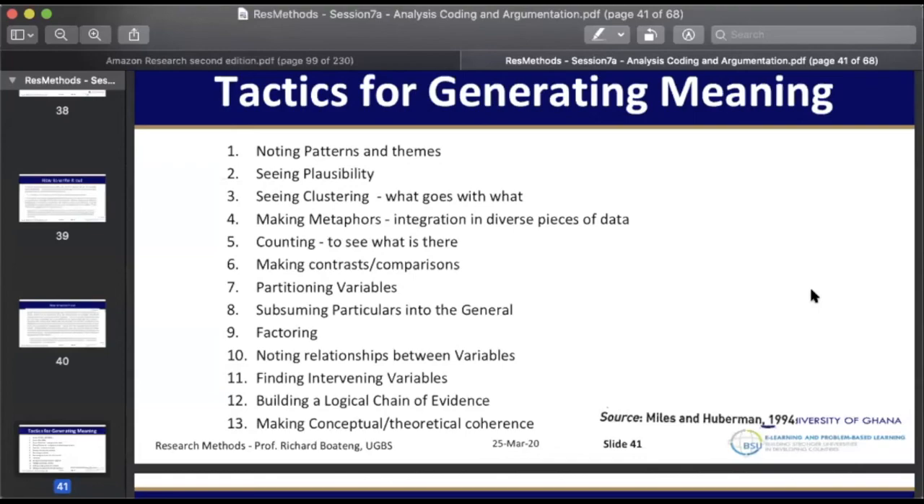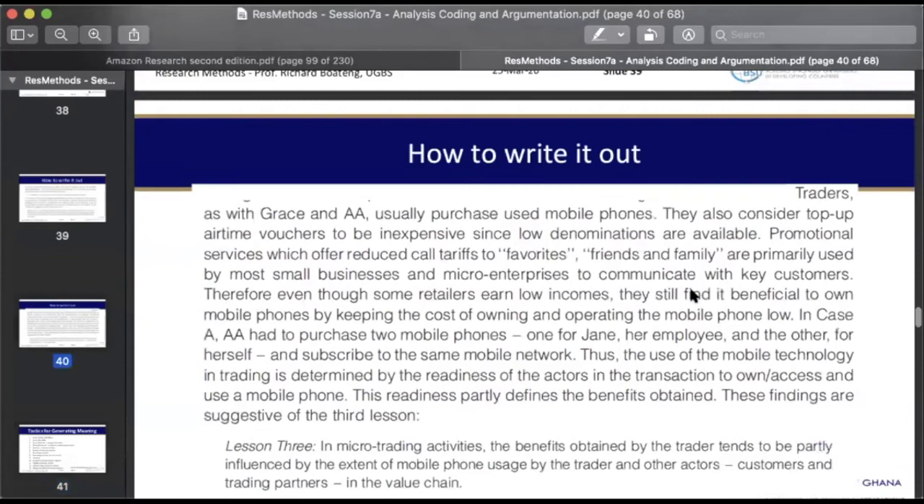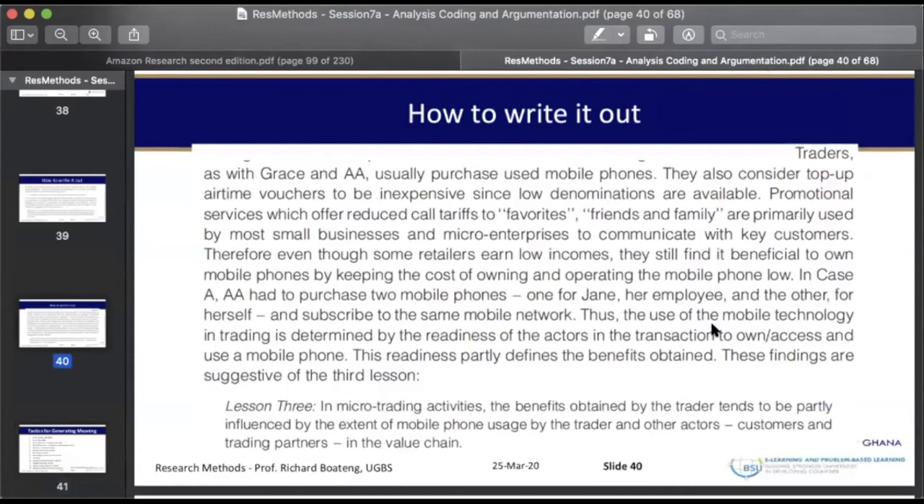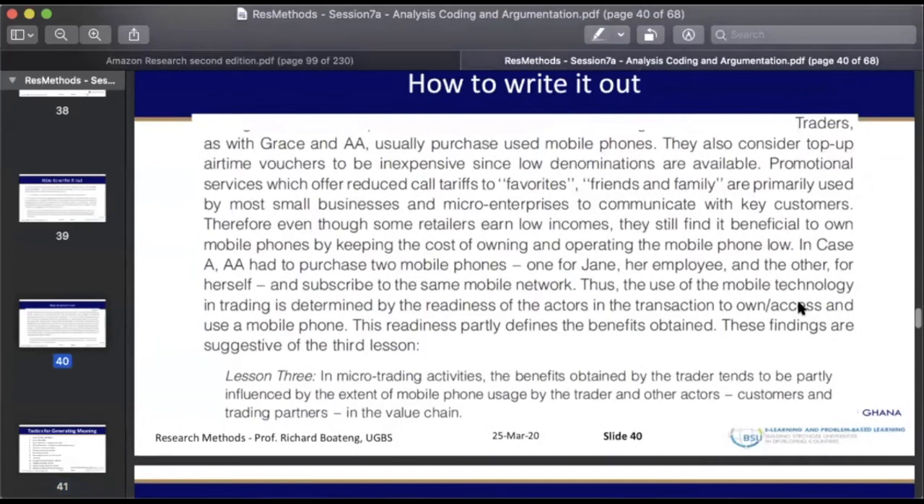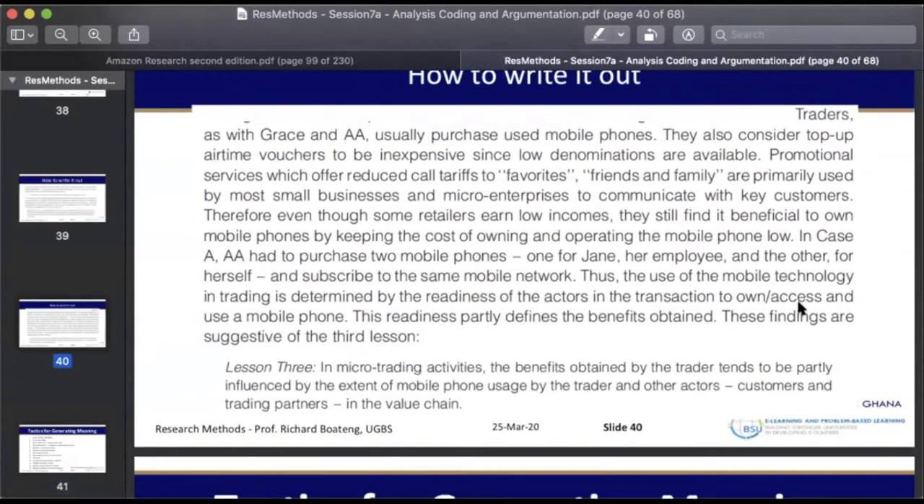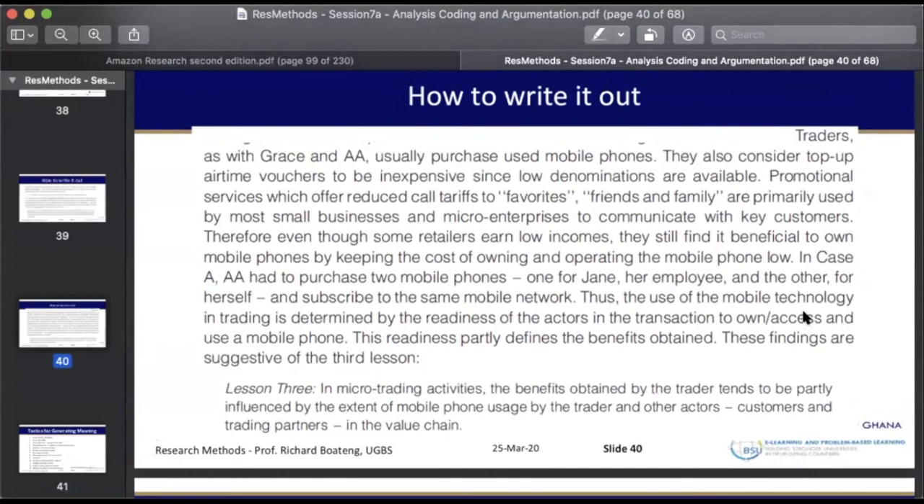Like in this particular scenario, he told you that, okay, this is promotional services taking place. This is AA buying a phone for herself and a customer. When I combine these two, I can see that there is an effort to make sure that the cost of mobile phones is accessible and mobile phones are engaged in the business. But if I'm using friends and loved ones, I'm reducing the call cost so that we can talk more.